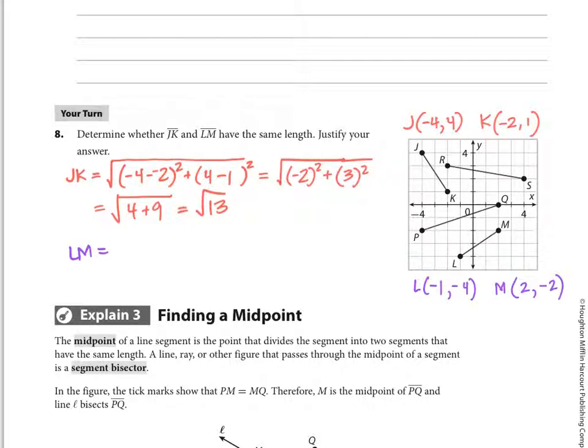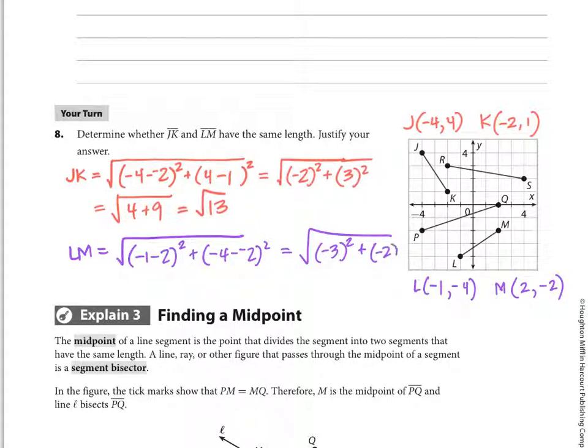To find the length of segment LM, using the distance formula, I'm going to subtract the x's, that's -1 minus 2. Make sure you square it. Subtract the y's, -4 minus -2. Square that. That gives me -3 for the first part and -2 for the second part. Square each of those. Remember that those will give you positive numbers since we're squaring it. That's 9 plus 4, which is the square root of 13.